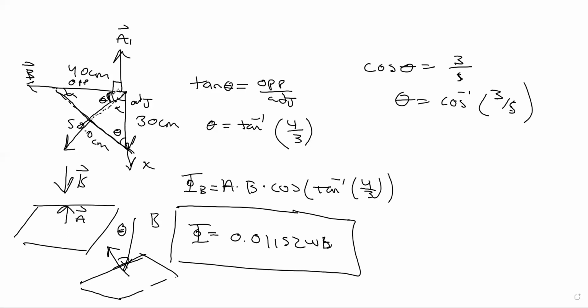So the angle between the magnetic field and the area vector is 90 degrees, and cosine of 90 is 0. So that's why the first one is 0. Right. So does that clear your question? Yeah. Thank you.